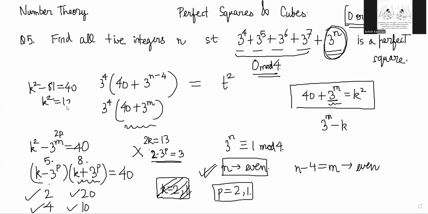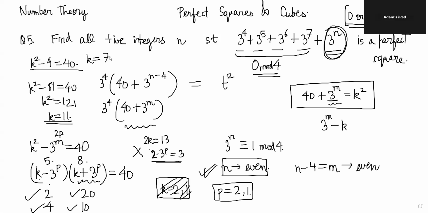You're getting k square is 121, k is 11. And for 1, you get k square minus 9. That also fits because k square minus 9 is 40. So k is 7, right? I'm basically solving it and finding out the values of k and p. I'm getting p is 2 and 1, k can be 11 and 7. Correct? Yes.